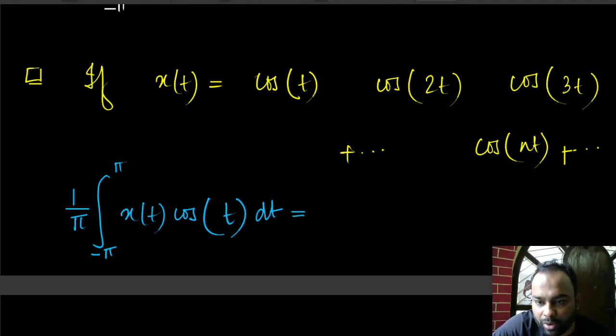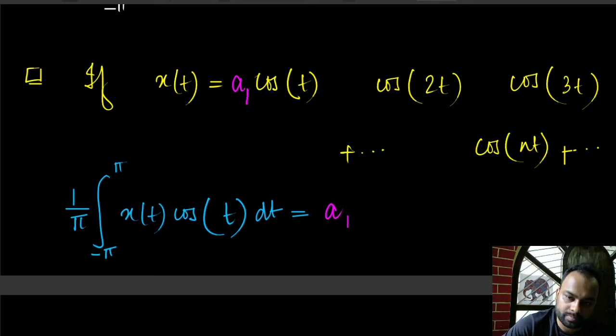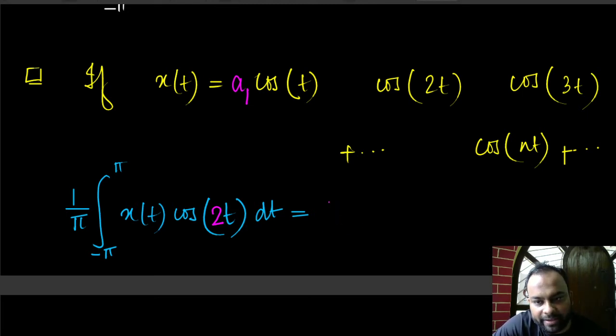So if this is equal to a1, then I can say we have an a1 here. Similarly, if I multiply this signal with cosine 2t and do the integration, and if I get something like a2, we can say the amplitude of the 2 radian per second cosinusoidal component is a2, right?